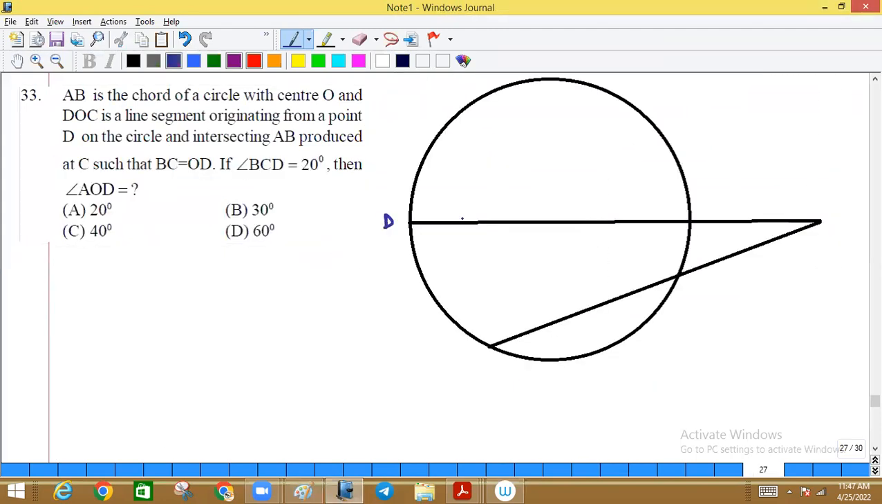Tell me D, O, C, A, B, right? AB is the chord of a circle with the center O, and DOC is a line segment originating from a point D on the circle and the center, intersecting AB produced at C, such that BC is equal to what? OD. What is OD? Radius. What is BC? Radius. If I take E, OE is also what? Can I say it is also radius? BCD is 20, so this one is 20 degrees. Then AOD is how much? Can I join them?